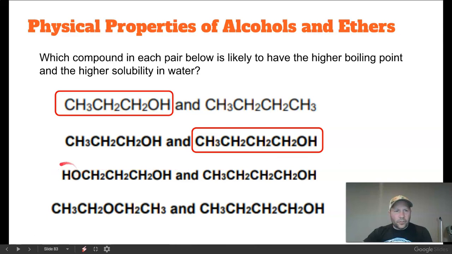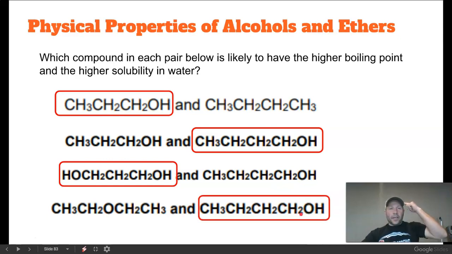These are both alcohols right here. But look, this one's got 2 hydroxyl groups going on. So that's like a double alcohol. That's going to have more hydrogen bonding, so that's going to be a higher boiling point. Then this guy, look, that's an ether. So it has a dipole, but this one's got hydrogen bonding. So hydrogen bonding wins. It has a higher boiling point.